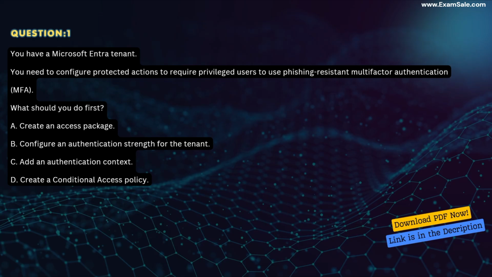Question 1. You have a Microsoft Entra tenant. You need to configure protected actions to require privileged users to use phishing-resistant multi-factor authentication (MFA). What should you do first? A. Create an access package. B. Configure an authentication strength for the tenant. C. Add an authentication context. D. Create a conditional access policy.